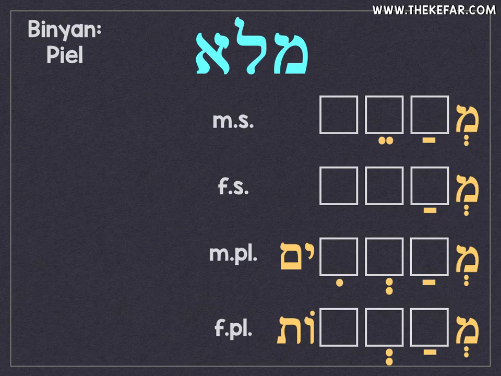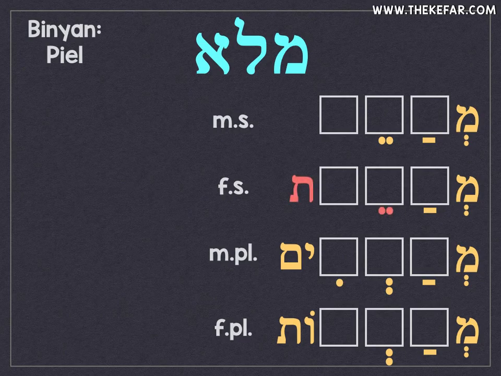So for masculine singular, it's going to be exactly the same that you're used to. M, that initial mem with the shva, and ae. The masculine plural, m-a-im, just like our regular Pi'el verbs. And feminine plural, m-a-ot, just like our regular Pi'el plural verbs. Where we have the difference is with the feminine singular. With feminine singular, it becomes m-a-et.